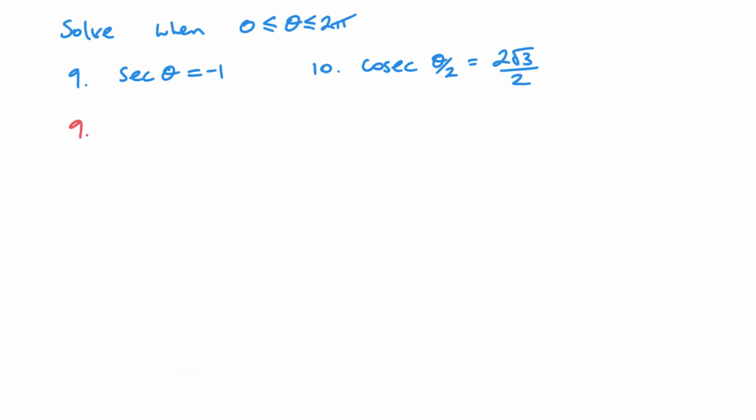Okay, number 9. So let's jump straight in. 1 over cos theta equals negative 1.